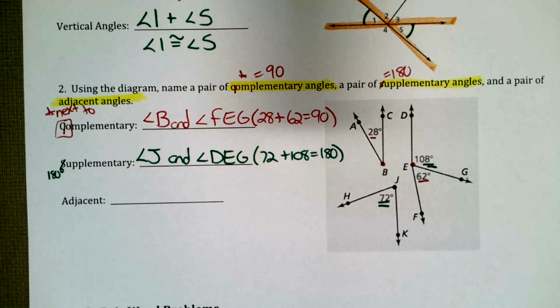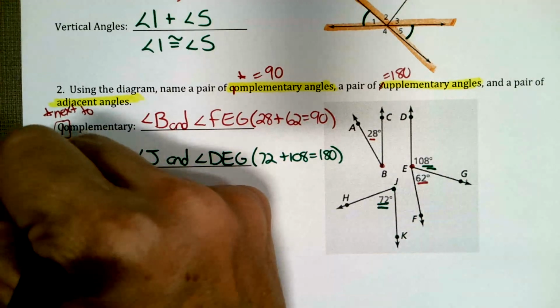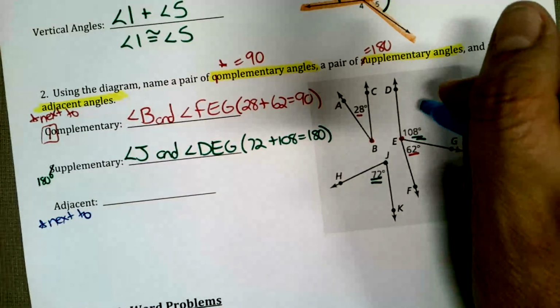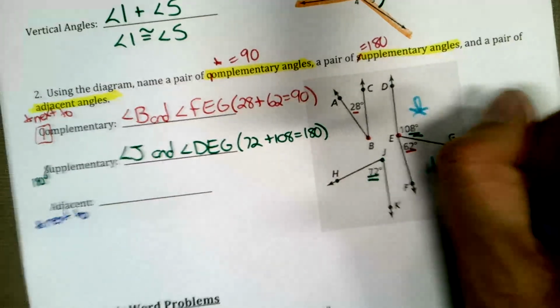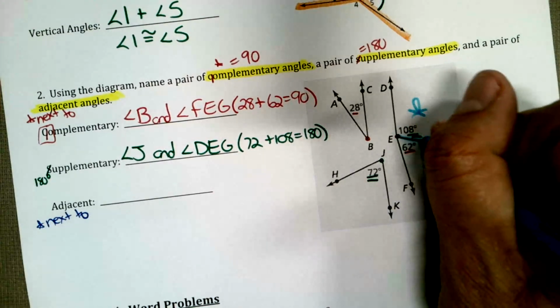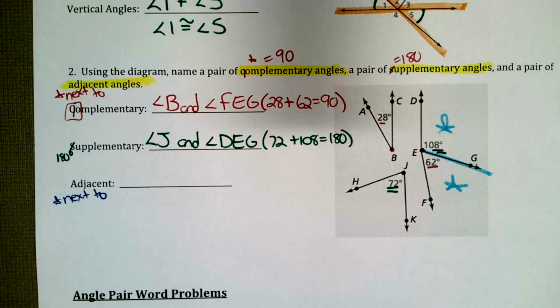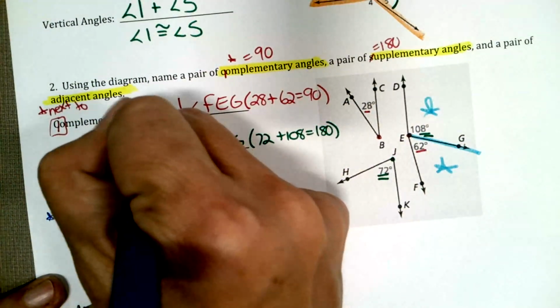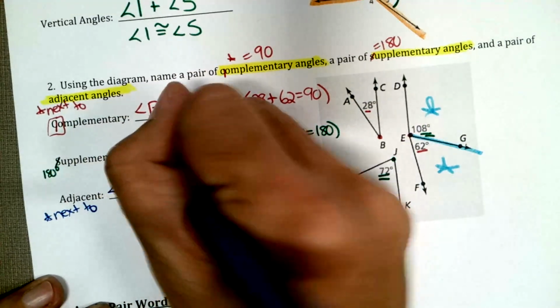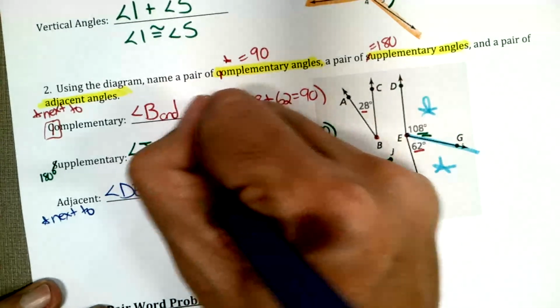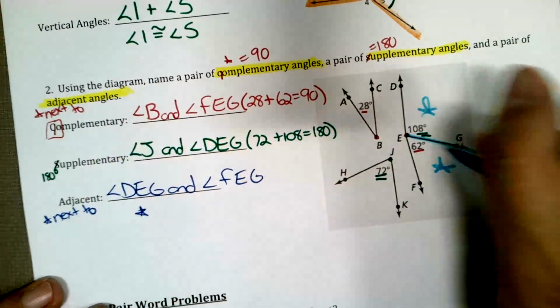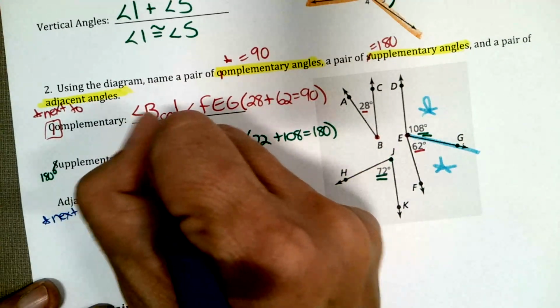And then we need our adjacent pair, the pair that's next to each other. So we only have one pair that's adjacent, which is this angle and this angle, because they share the common side. So that would be angle DEG and angle FEG. And ray EG would be the common side.